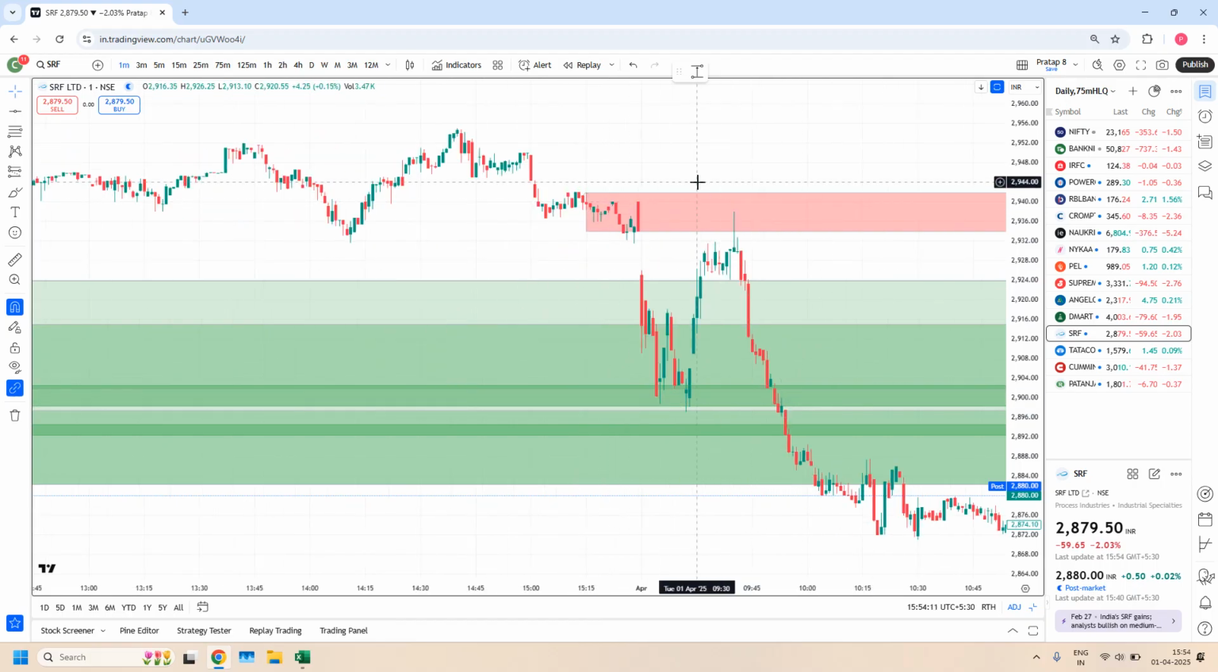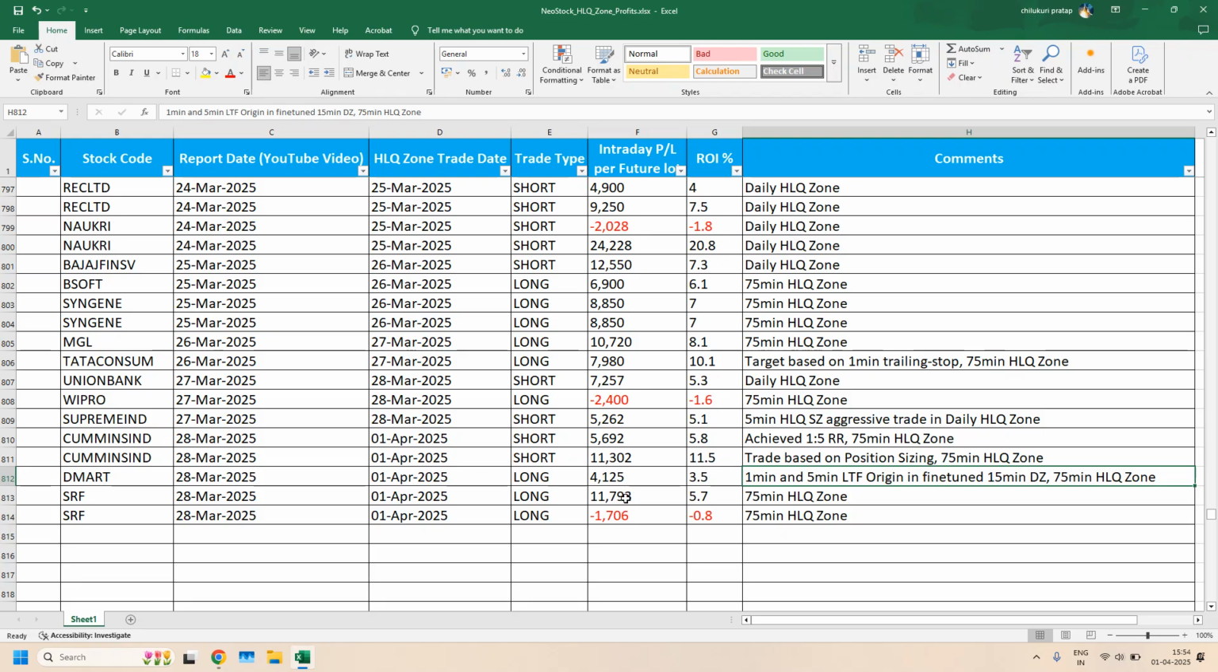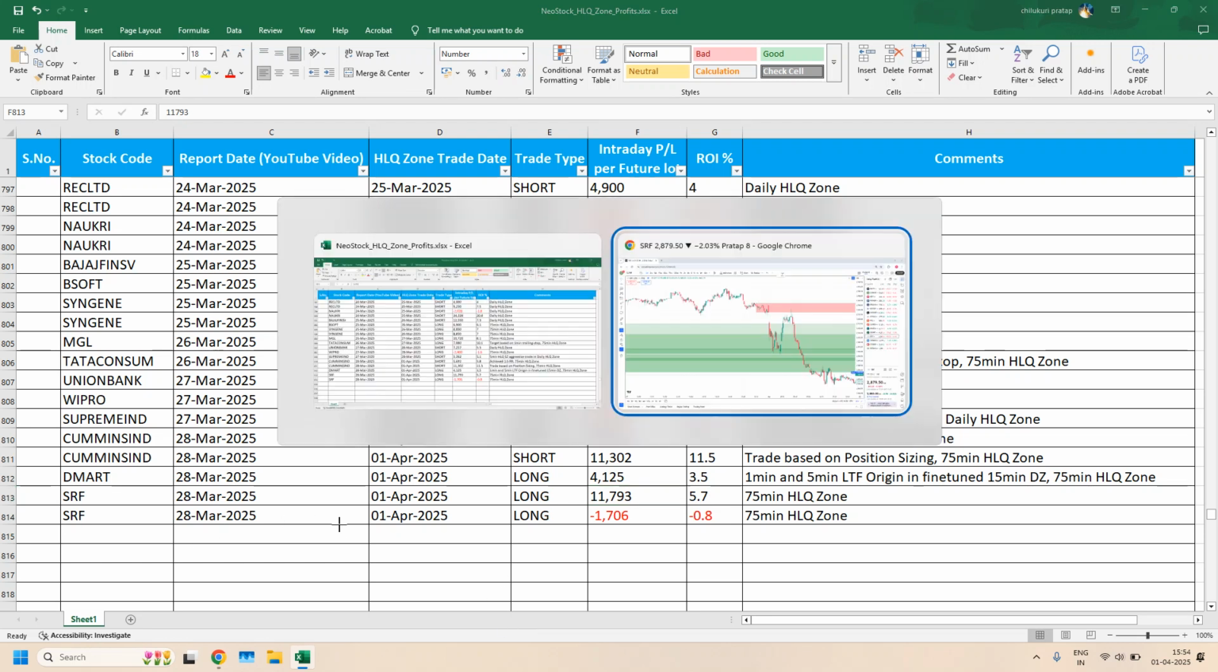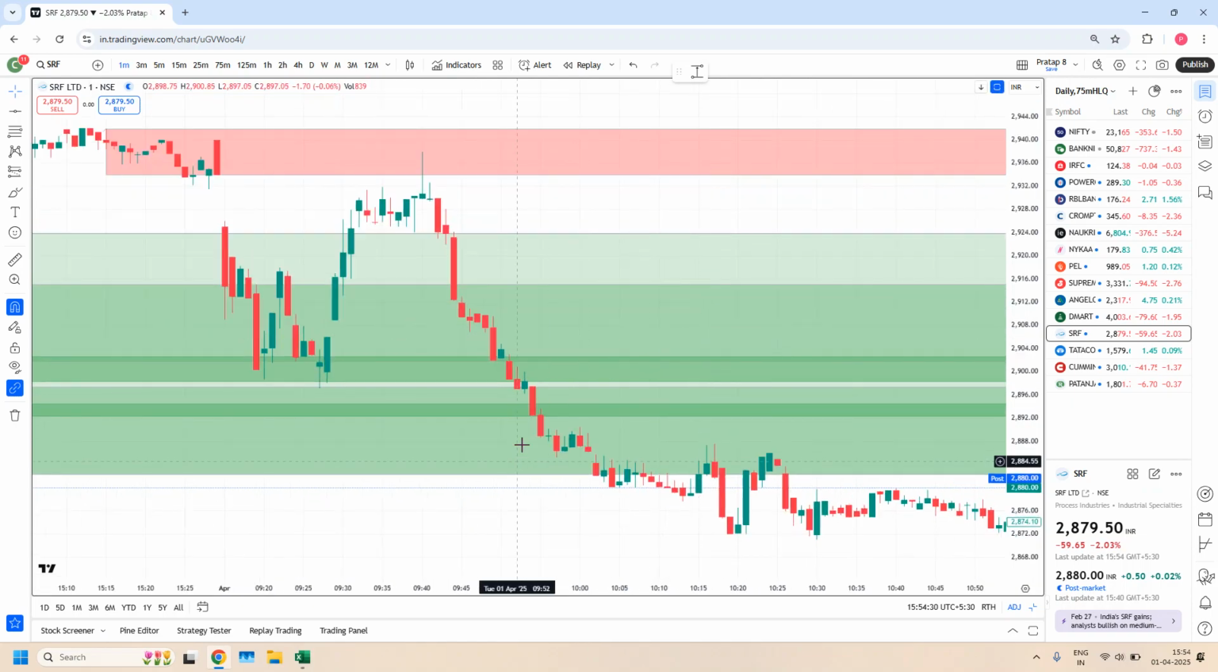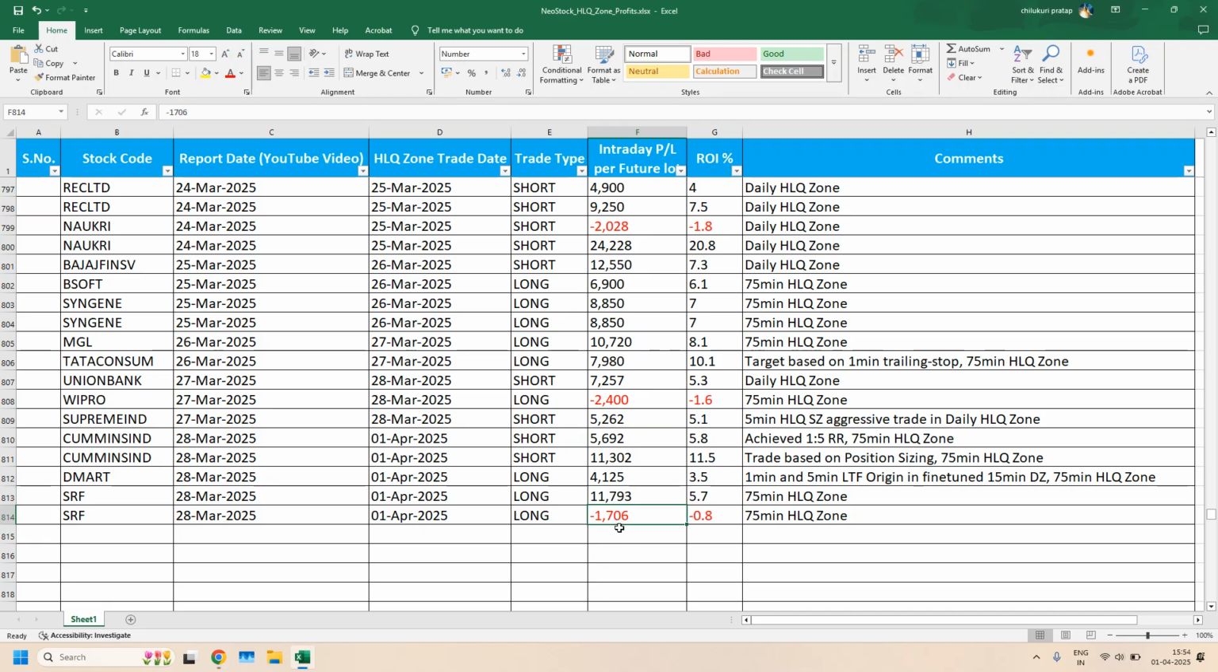So how much profit has SRF given? SRF gave you 11,793 rupees profit, which is 5.7% ROI as per one futures margin cost. The second one is stopped out. See, the second trade is gone easily. This is the one, including the stop buffer. It gave you 1,706 rupees loss. And it is 0.8% negative ROI.